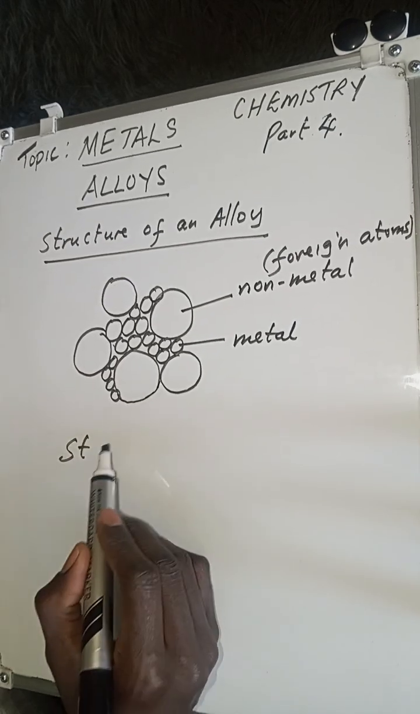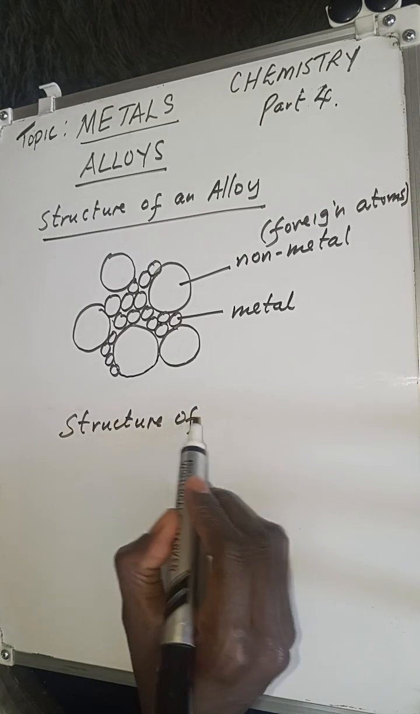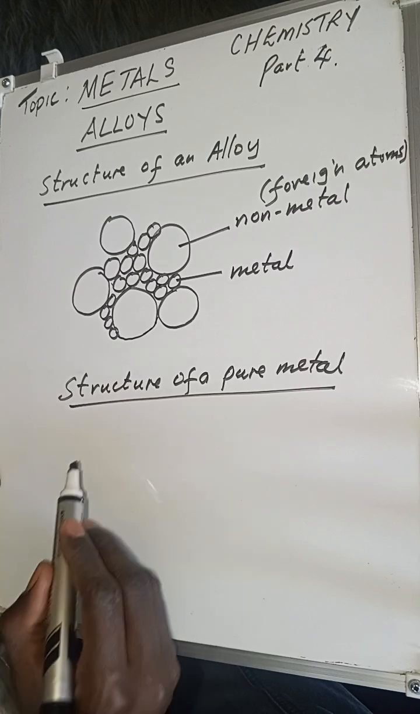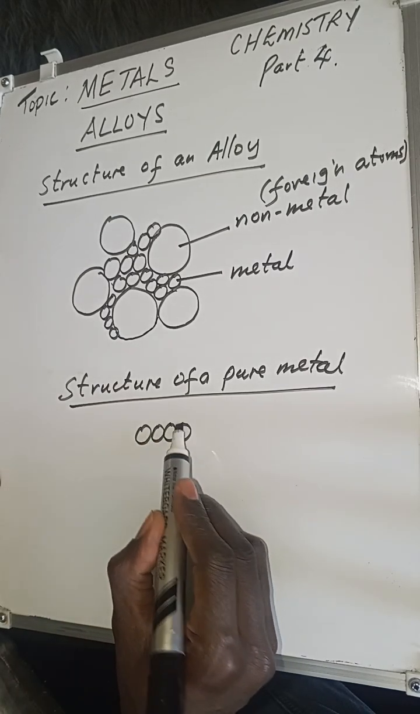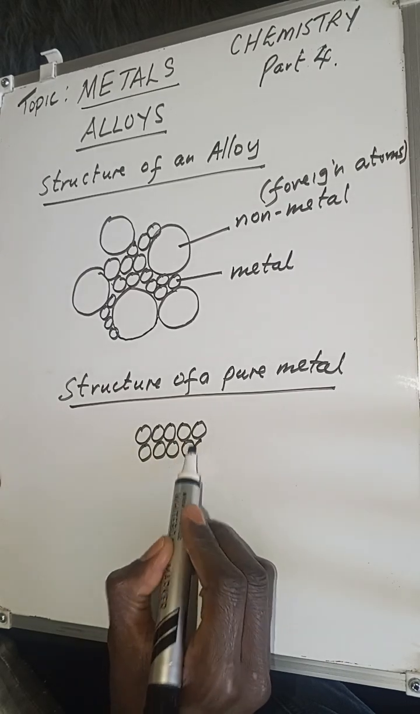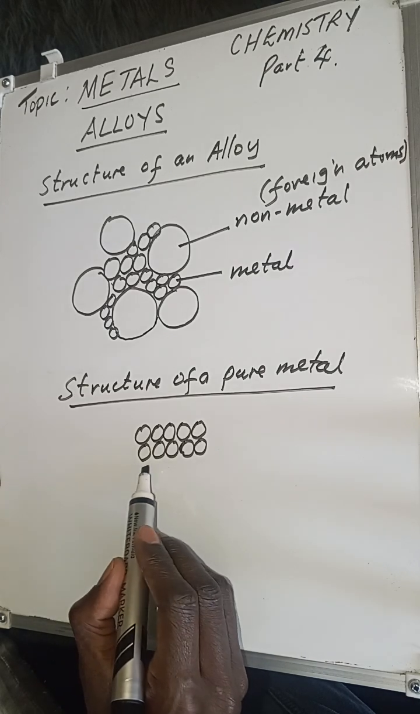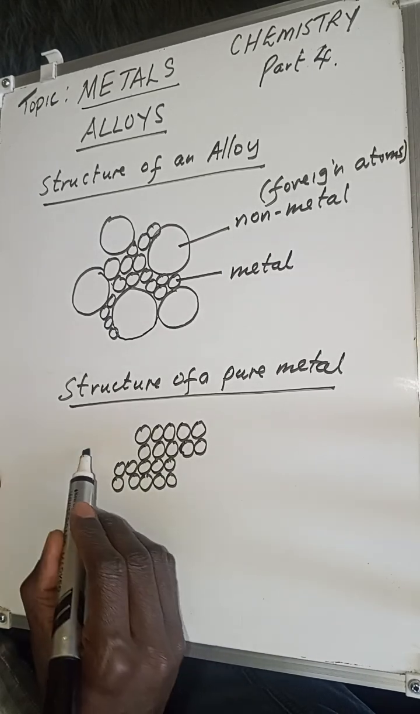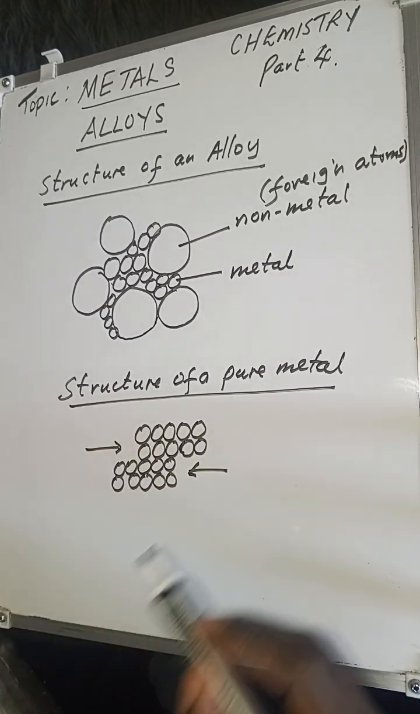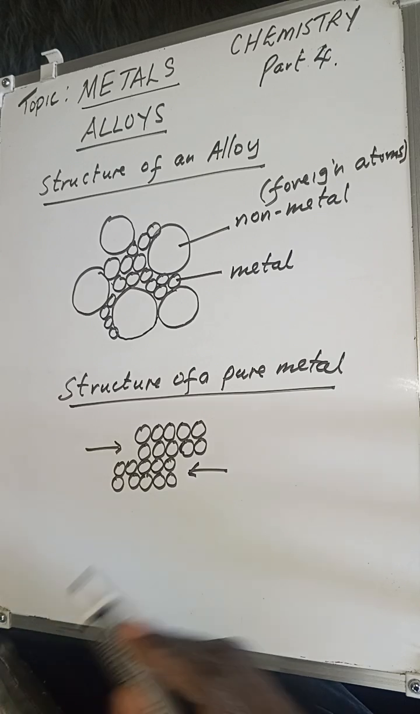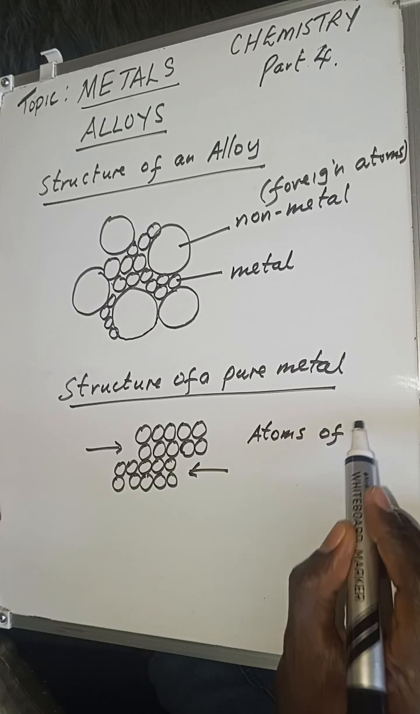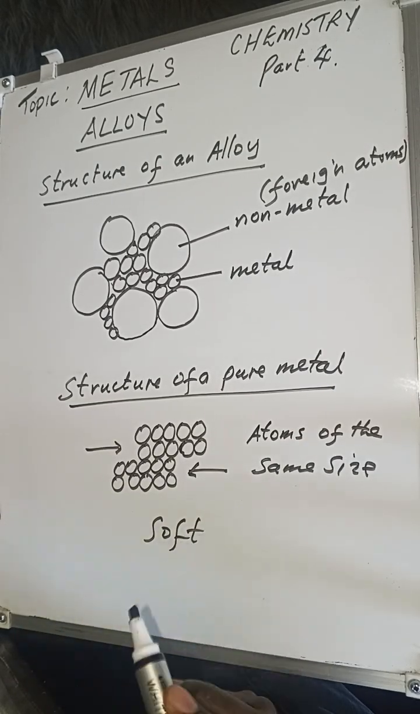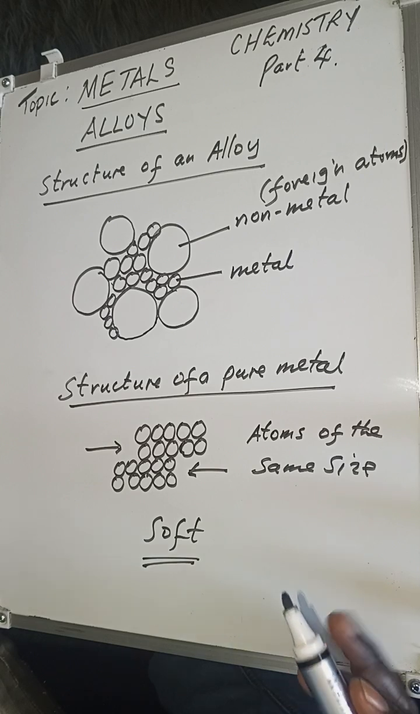But what about the structure of a pure metal? A pure metal has got all the atoms of the same type. When you draw them, the atoms are almost of the same size, that is what you need to remember. And basically, the atoms are able to slide over each other because they are of the same size. No wonder a pure metal, like we said, is soft, because the atoms are of the same size and they are able to slide over each other.